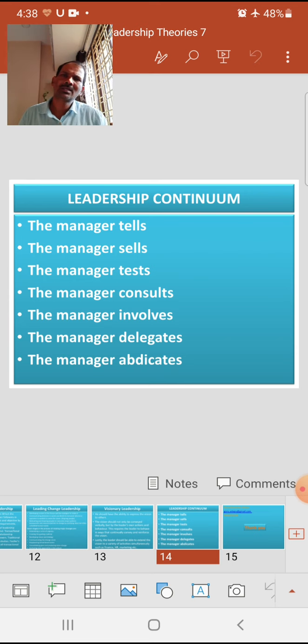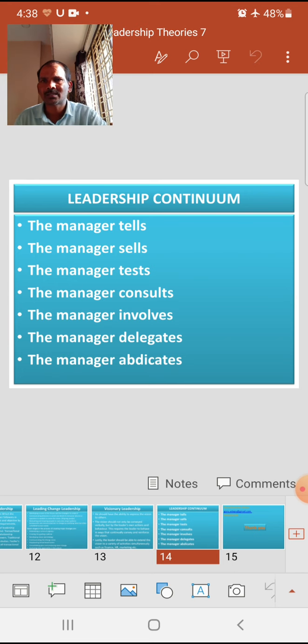How to use this Tannenbaum and Schmidt continuum? When we observe this, the 7 levels of control and freedom correspond broadly to a team's level of development. When the team is immature, unmotivated, unskilled, styles will be on the left hand side of the spectrum. When the team is motivated and skilled, styles will be on the right hand side.